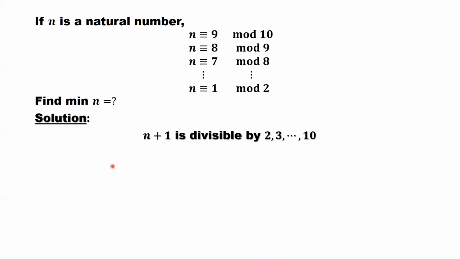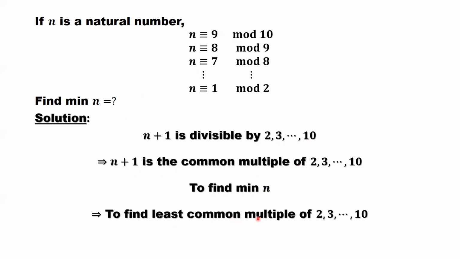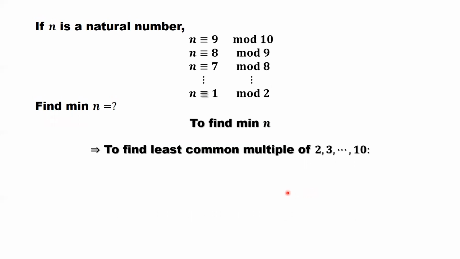So now we change the question. n plus 1 is the common multiple of 2, 3 until 10. To find the minimum value of n satisfy all conditions, it is equivalent to say that we want to find the least common multiple for those numbers. Finding the least common multiple for those numbers is easy.